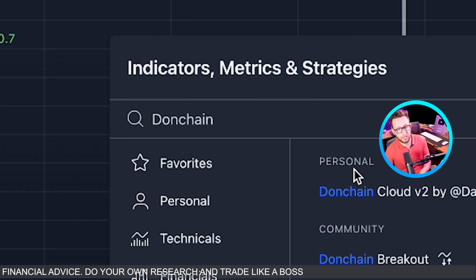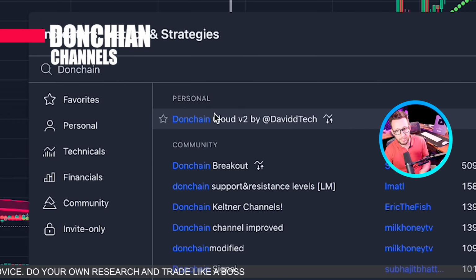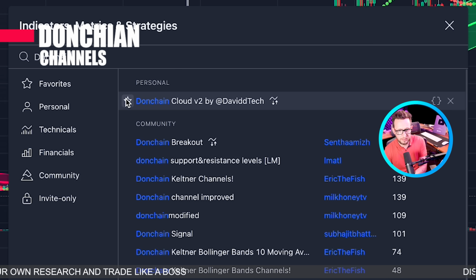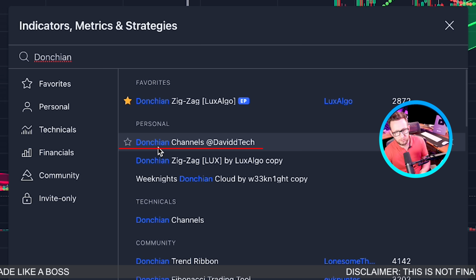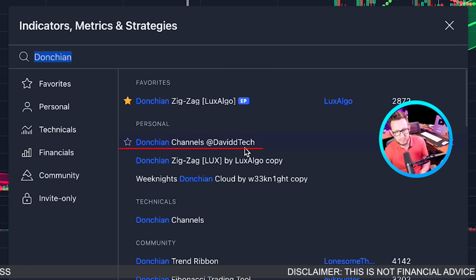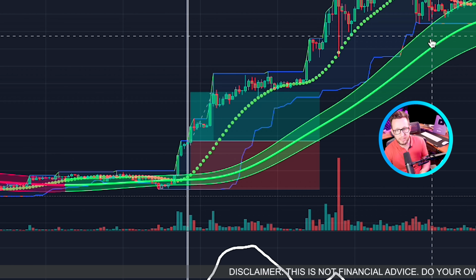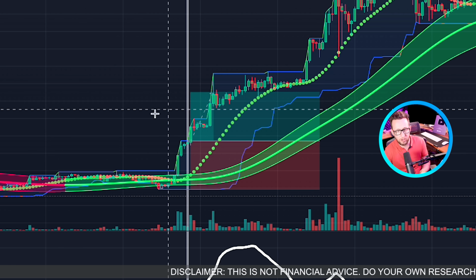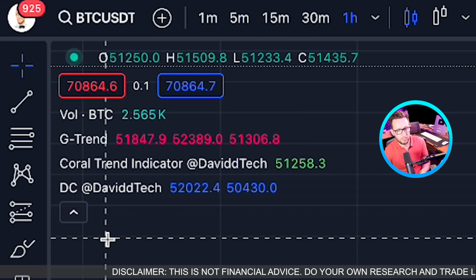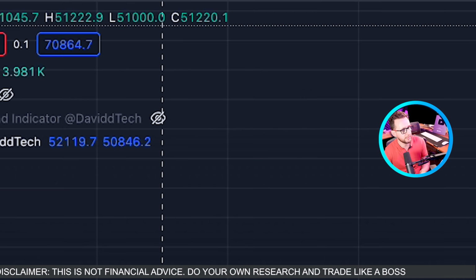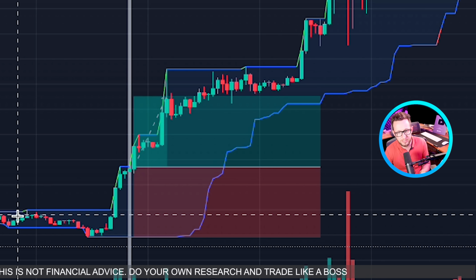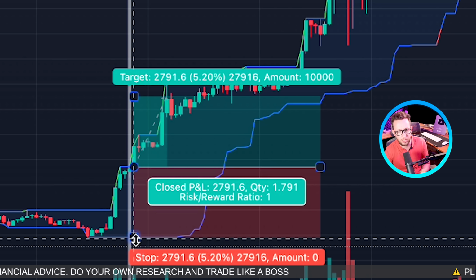I'm now going to search for another indicator called the Donchian indicator here. There's absolutely tons of them. I spelt it wrong. Indicator here by David Tech. It's the Donchian channel by David Tech just here. Now that allows us to add a blue channel to our charts. What this channel does is, let me remove the other indicators so that we can see it a little bit better. What this channel does here gives us the latest highs and local lows.